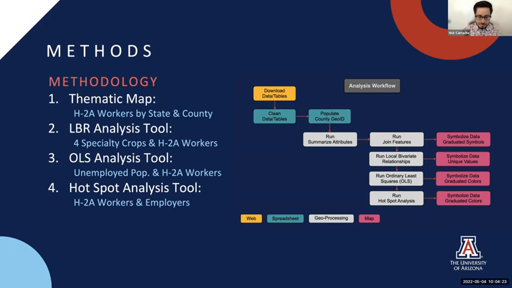So my methodology. The first part of my analysis was to summarize the attributes and join features in order to combine the certified H2A totals by US state and US county. Once I had that, the second part of my analysis was to run the local bivariate relationships in order to find relationships between certified H2A visas and each of the specialty crop commodities that I was looking at. Those were vegetables, non-citrus fruits, berries, and tree nuts.